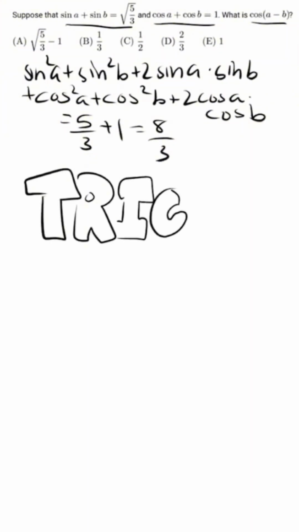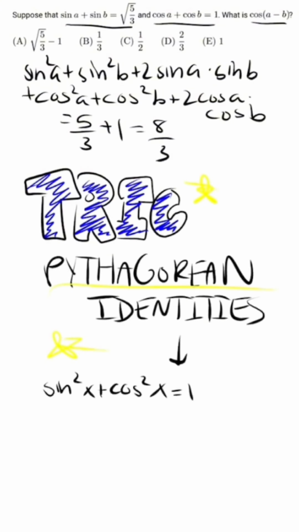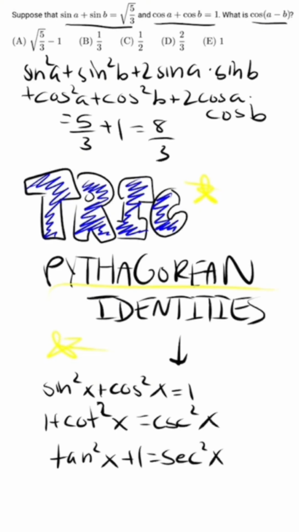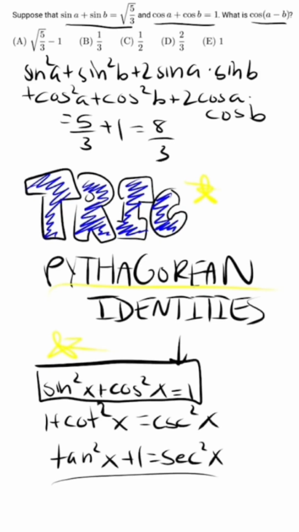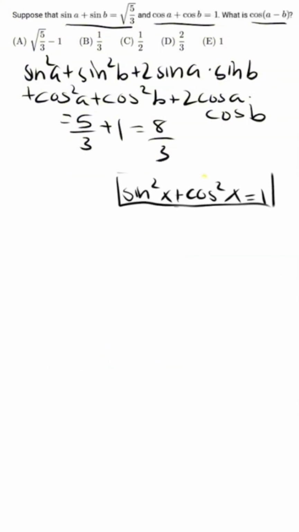Now this is where the trig Pythagorean identities come in. There are a couple of them, namely sine squared x plus cosine squared x equals 1, and 1 plus cotangent squared x equals cosecant squared x, and tan squared x plus 1 equals secant squared x. However, for this problem, we're going to use the first one, which is also the most common, although second place goes to the third one, with tan in second.